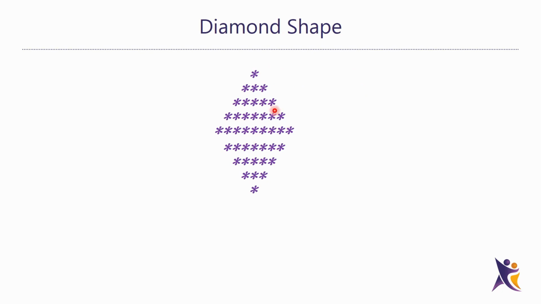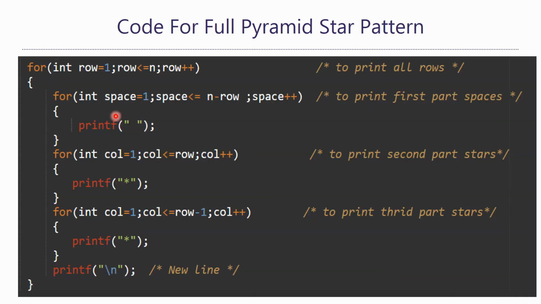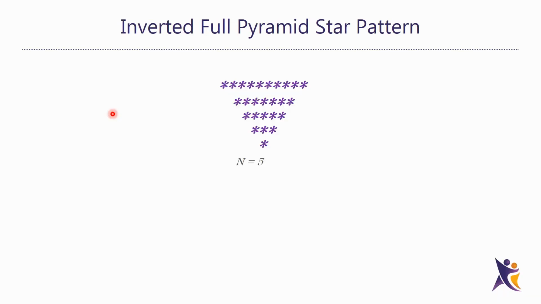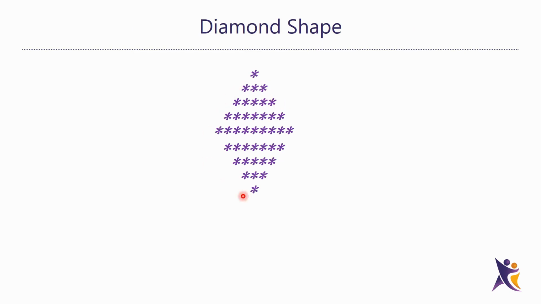Finally the diamond shape. This is also the same. If you divide this into two, the first part is nothing but a full pyramid, and the second part is an inverted full pyramid of size n minus 1. If you write down the first, and then find a logic to print an inverted full pyramid of size n minus 1, and combine both, you will get this diamond shape. Why am I not giving these two? Because I want you to analyze and come up with the solution.